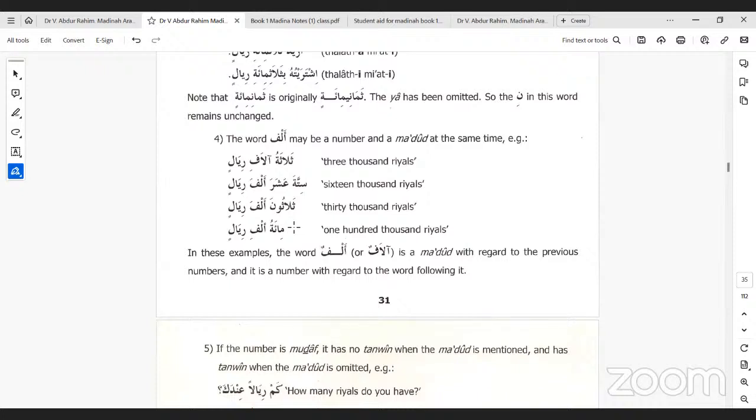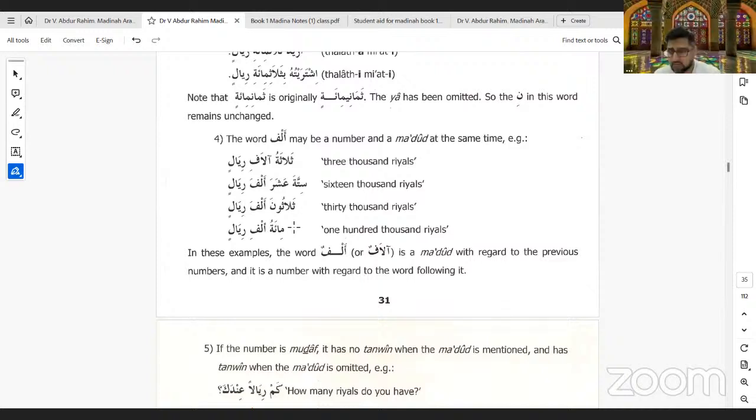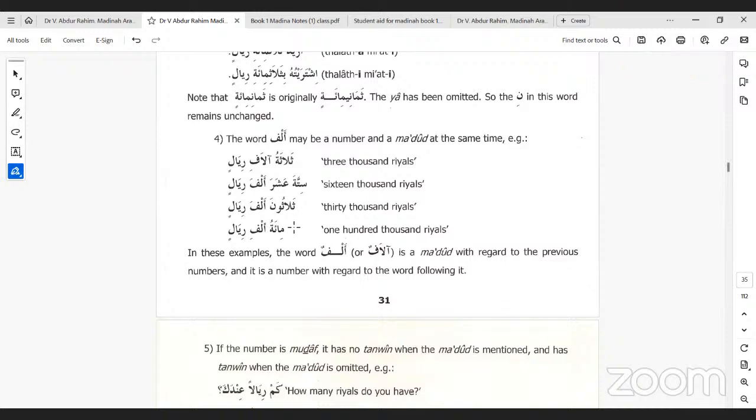The word alf may be a number and a ma'dud at the same time. For example, thalathatu alafi riyalin, 3,000 riyals. And sittata ashara alfa riyalin, 16,000 riyals. And thalathuna alfa riyalin, 30,000 riyals. And mi'atu alfi riyalin, 100,000 riyals. In this example, the word alfun or alafin is a ma'dud with regard to the previous numbers, and it is a number with regard to the word following it.